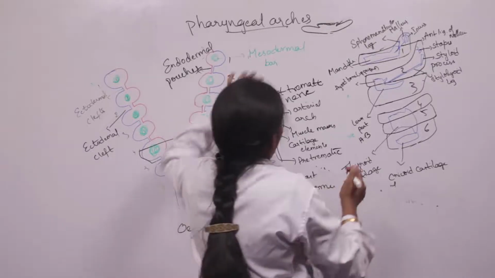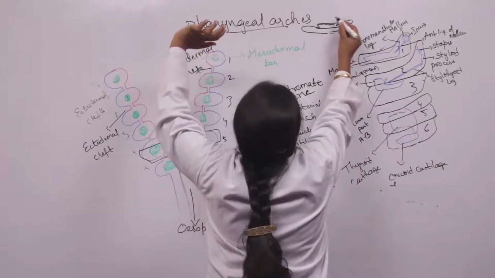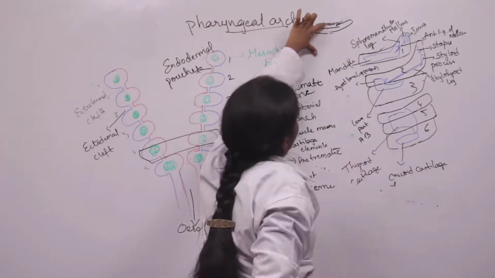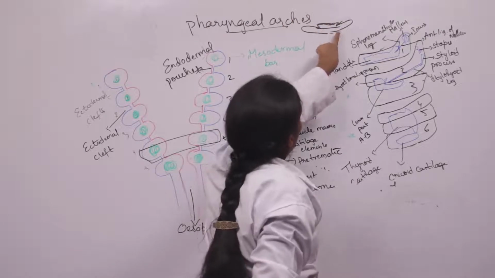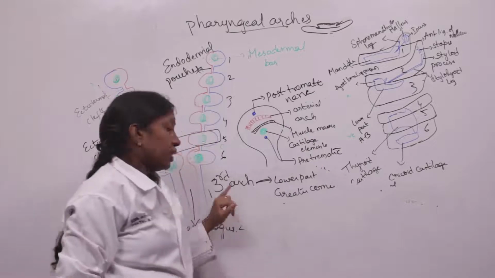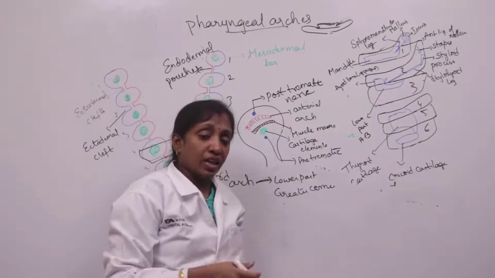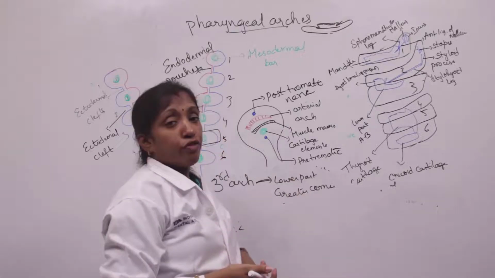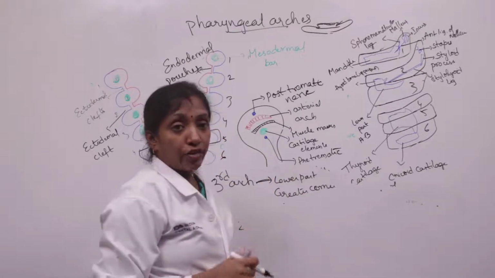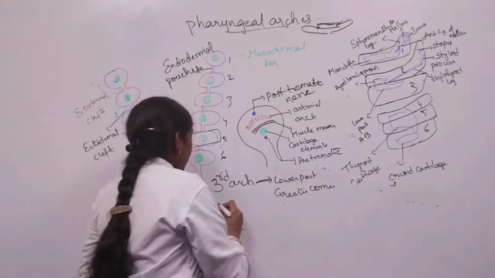We know that the hyoid bone has lesser cornu as well as greater cornu. So the upper part is derived from the second arch, and the greater cornu and the lower part of the body of the hyoid bone are derived from the third arch. So the dorsal part of the third arch disappears, and the ventral part forms the lower part of the body of the hyoid bone and greater cornu of the hyoid bone. And coming to the fourth arch.